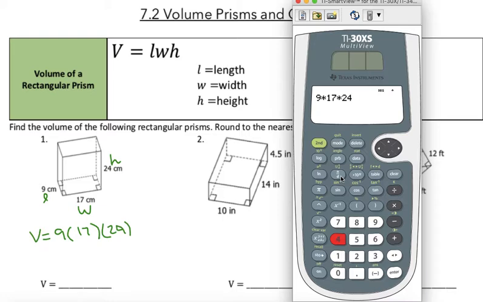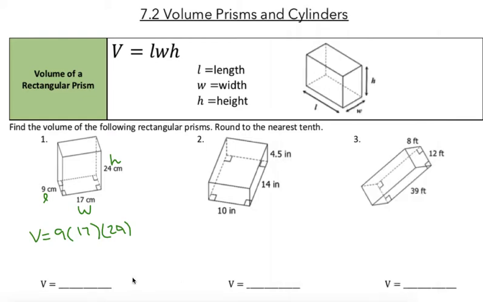This would be one way to write it. I can also use parentheses, just like I had here: 9 times 17 times 24. This would also get me the same answer. My calculator knows that next to the parentheses is multiplication. So when I enter this in, I get a volume of 3,672.